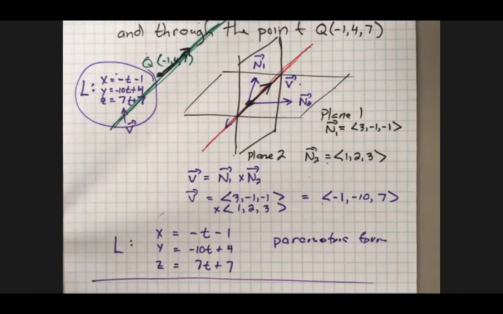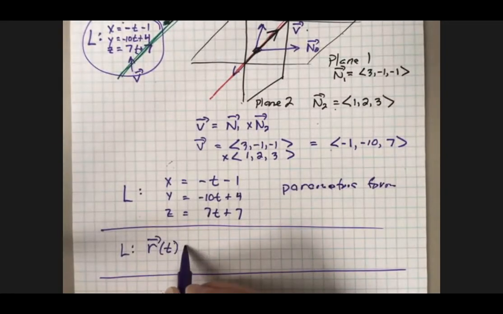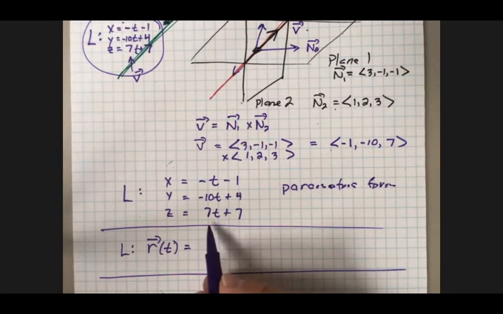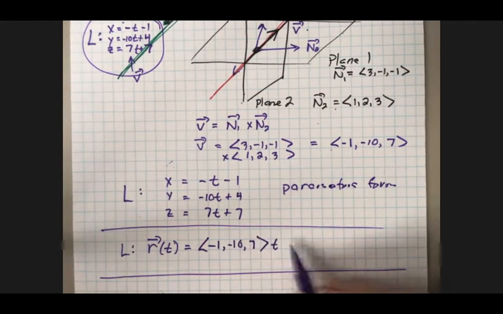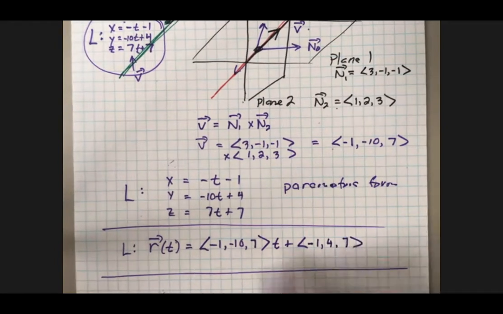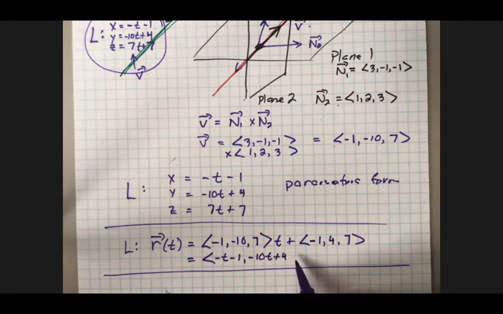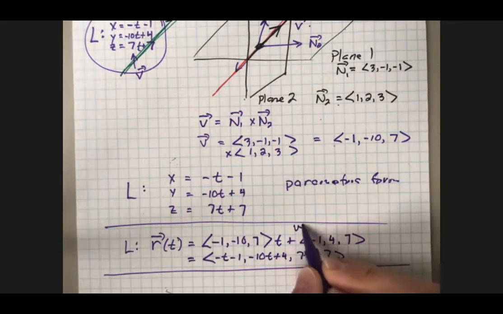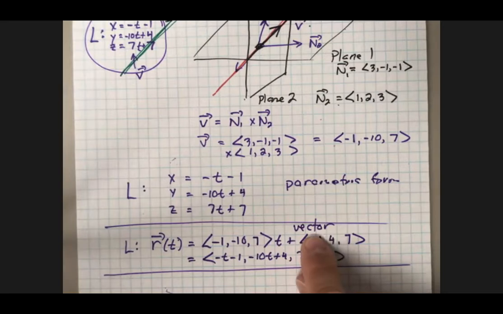Now, there were also two other forms of the equation of the line that you have to pay attention to. What will be more valuable to us in the future is the vector form of the equation of the line. In the vector form, you present the direction vector and the base point in this fashion. Direction vector, t, plus base point, (-1, 4, 7). And you're allowed to put those together into one vector: (-t - 1, -10t + 4, 7t + 7). So this is called the vector form of the equation of the line. And both of these two are used equally well, but we're going to start to work on the vector form a little more.